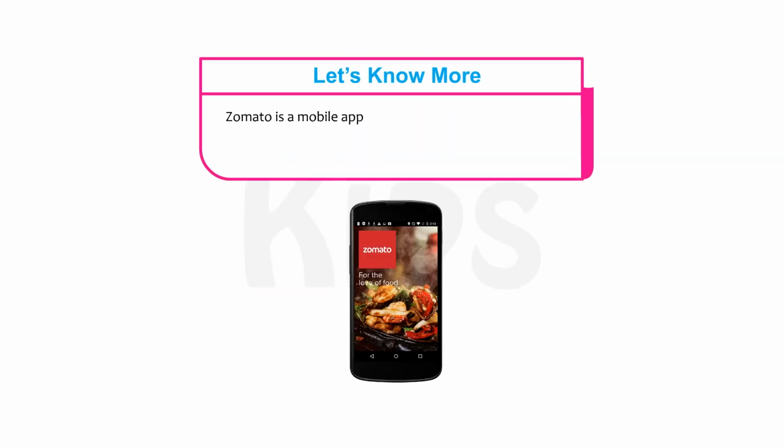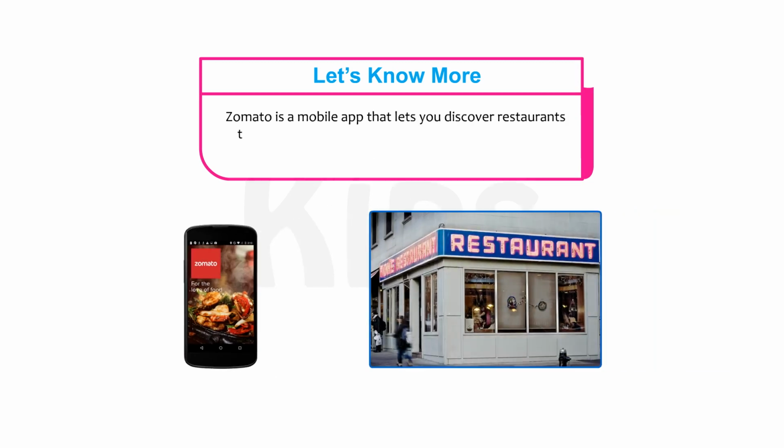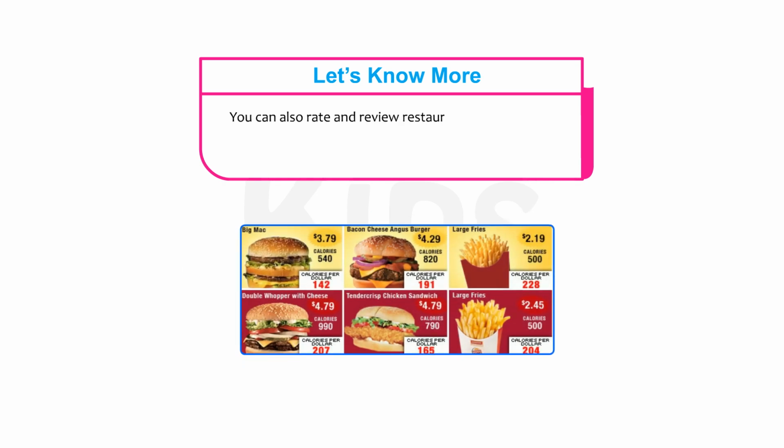Students, let's know more. Zomato is a mobile app that lets you discover restaurants to eat out at or order in from. It provides information and reviews on restaurants, hotels, food joints. You can also rate and review restaurants you have been to and share photos of your foodie moments directly from the app.